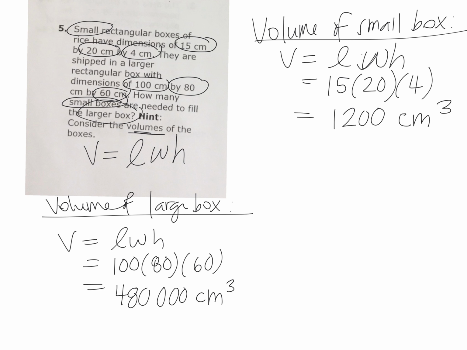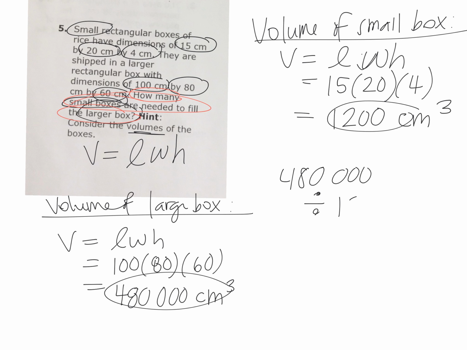That's not what the question's asking. The question says, how many small boxes are needed to fill the larger boxes? So we're trying to figure out how many small boxes go into the larger boxes. What is the operation we're going to do here? Division. We're taking the large box, 480,000, and dividing it by 1,200, which is the smaller box. How many boxes approximately? 400 boxes.